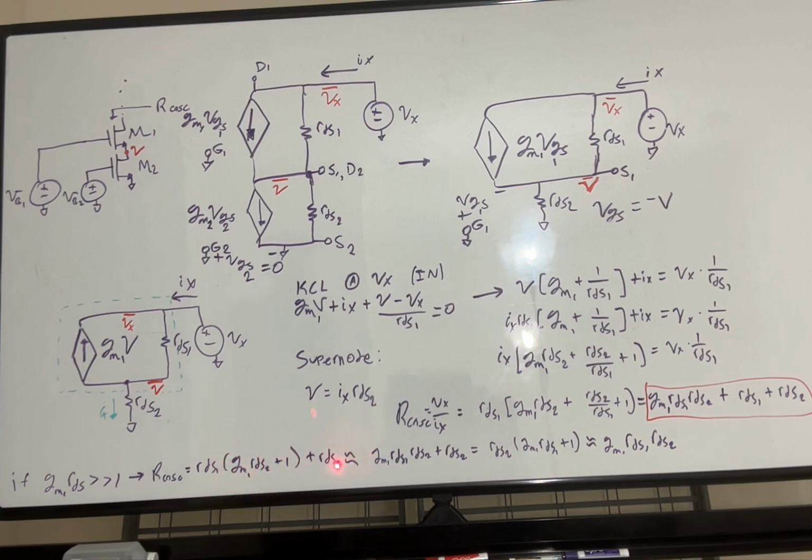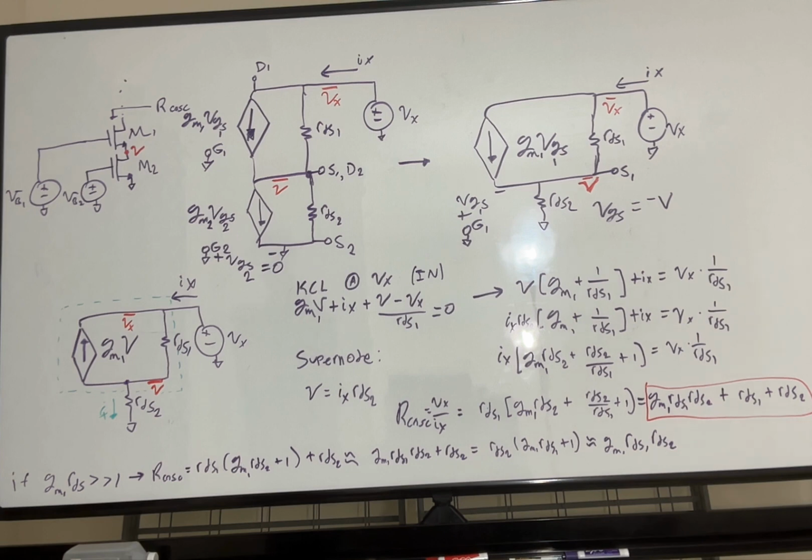So this is approximately equal to, as if this 1 just magically zapped itself out of existence. So now you just have GM1, RDS1, RDS2, because the 1 is gone, plus RDS2. We do the same thing. We factor out the RDS2, and again, GM1, RDS1 this time is much greater than 1. And then you multiply in RDS2. Great, now you're done. This is the output impedance of a cascode. Very simple, succinct expression. GM1, RDS1, RDS2.